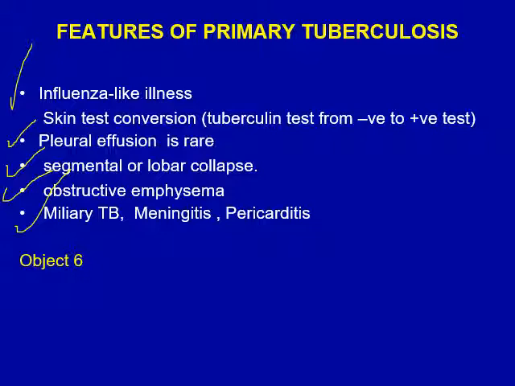So the presentation of primary TB is asymptomatic or influenza-like illness. The tuberculin test becomes positive. There may be pleural effusion. There may be segmental or lobar collapse, obstructive emphysema, or patients may develop miliary TB, meningitis, and pericarditis.